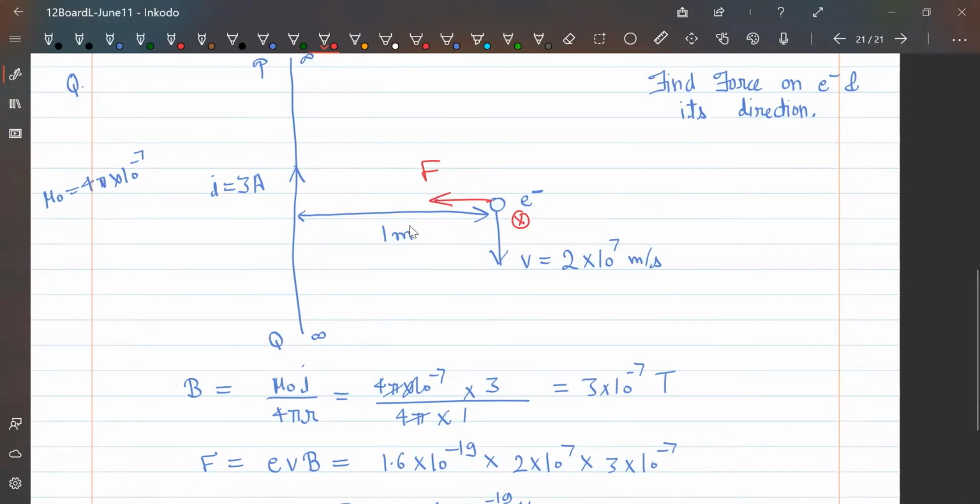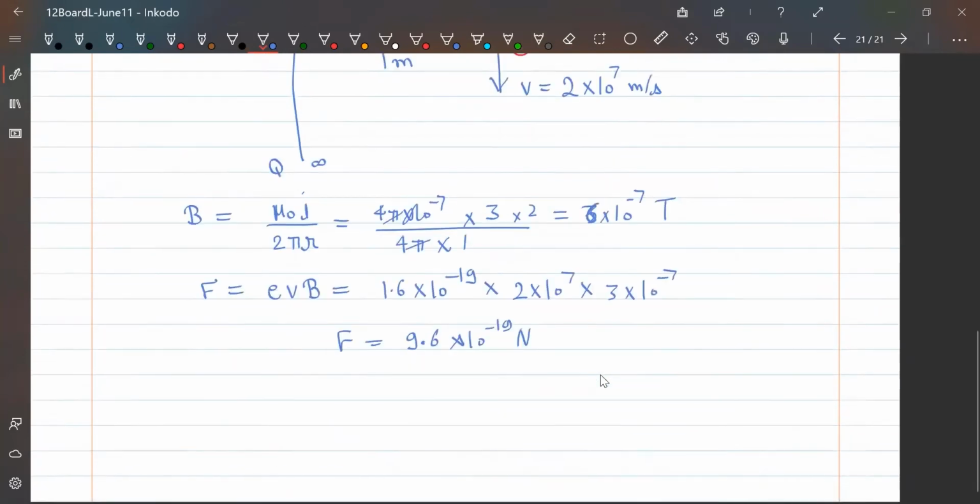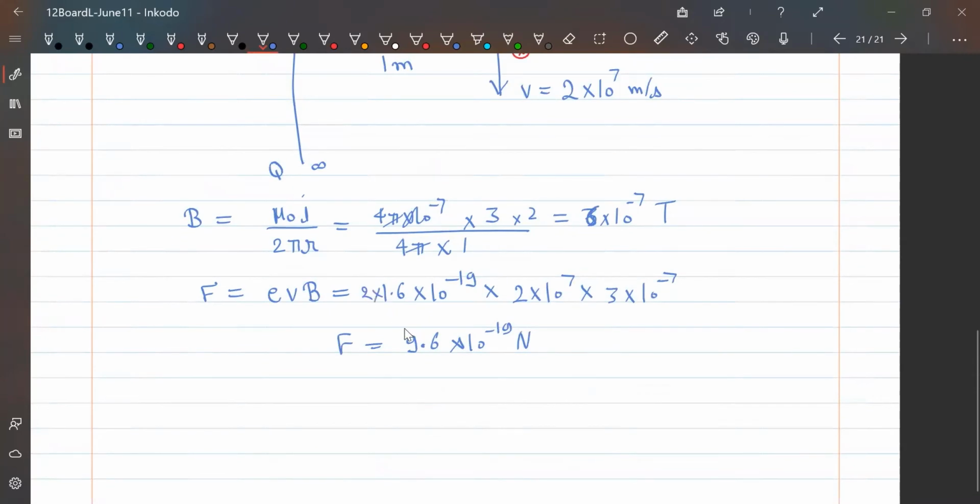It is an infinite long wire, so it will be 2 pi r. I will multiply everything by 2. This will be 2 pi r. Ten raised to minus 18. Is this okay? That will be the value of force.